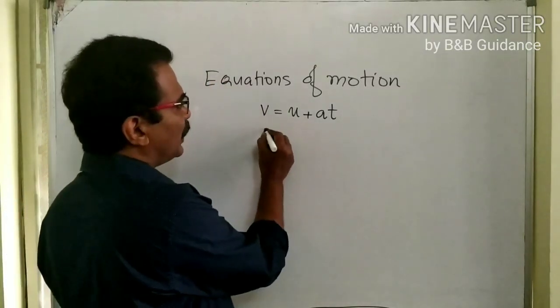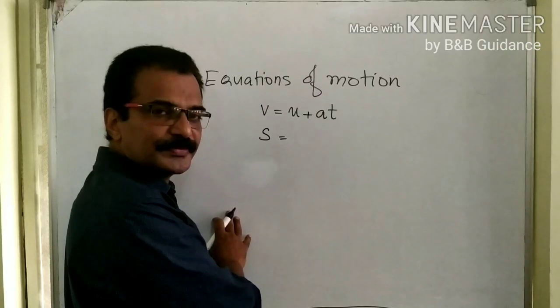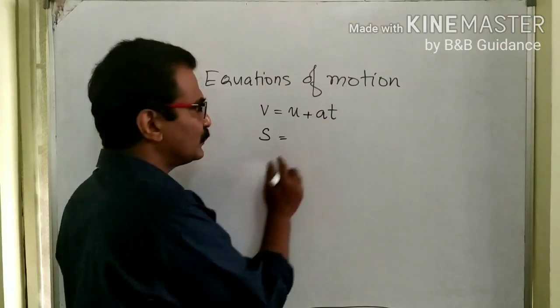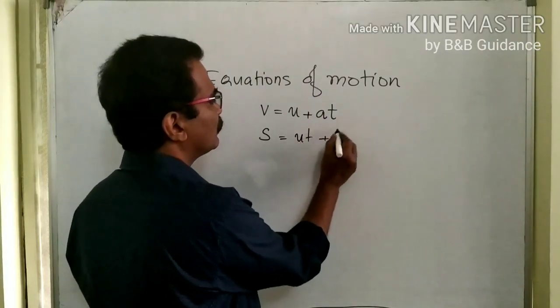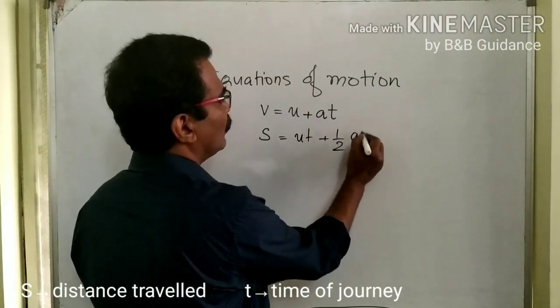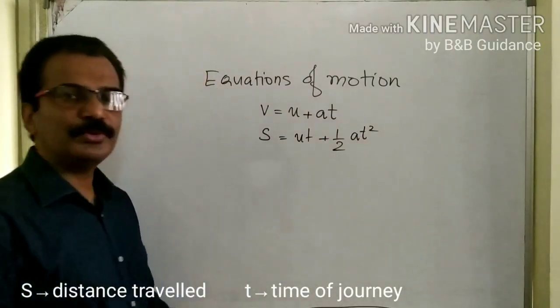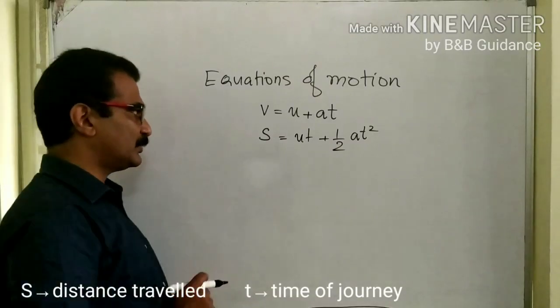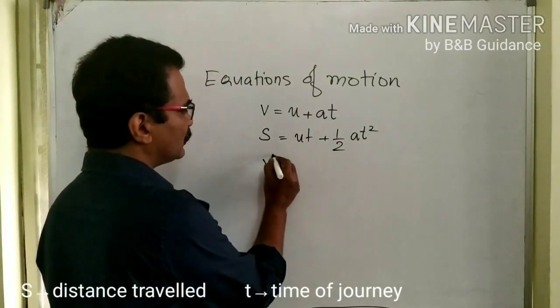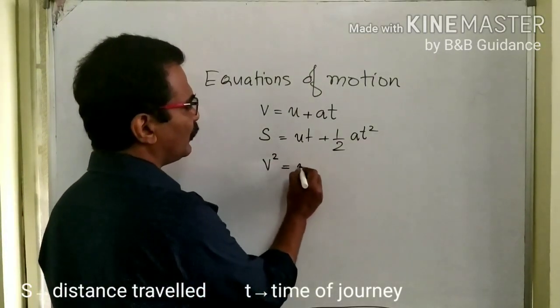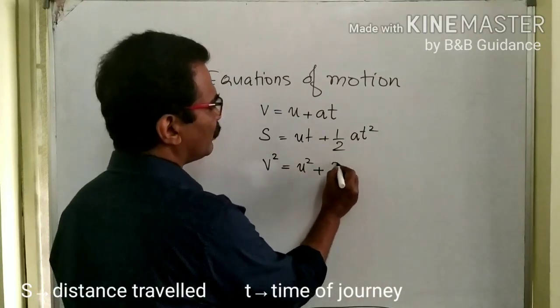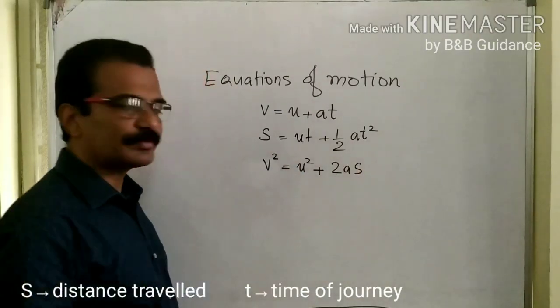And the second equation, can you tell me what is that? Sir, S is equal to ut plus 1 by 2 at square. Okay. S is equal to ut plus half AT squared. Third equation you have learnt, V squared is equal to U squared plus 2AS.